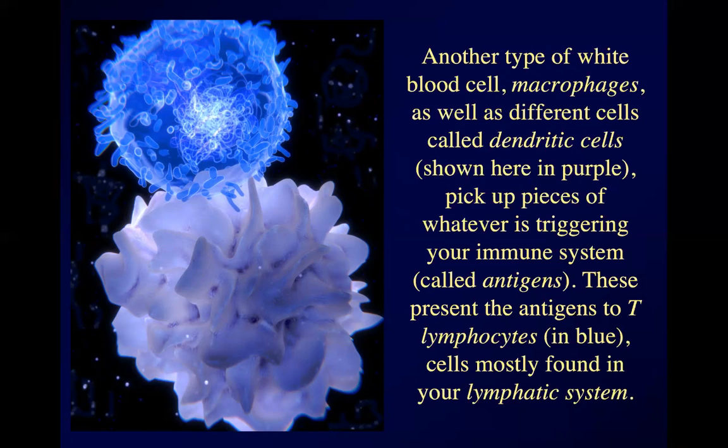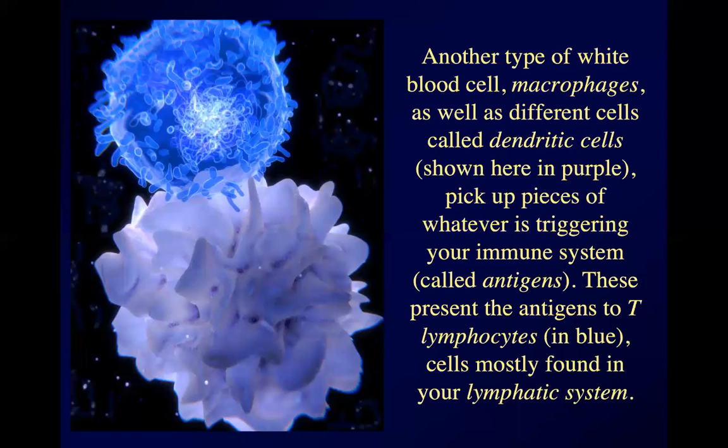Anyway, there's another type of white blood cell called macrophages. Macro means big, and phagein is Greek for to eat. So a macrophage is a big eater. And there's yet another type of cells called dendritic cells. And the thing down below in purple that looks kind of like a carnation is a dendritic cell.